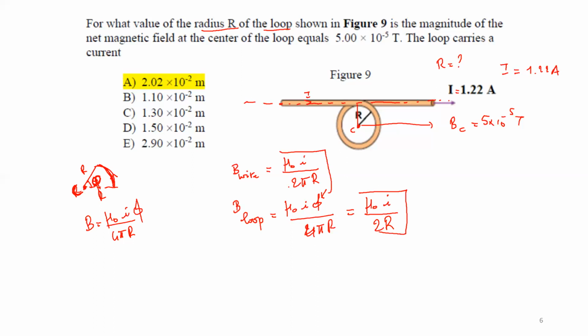Great. Now here, let's look at the direction of the magnetic field. What is the direction of the magnetic field created by this infinitely long wire at the center here? You use the right-hand rule. Your thumb with the current, your fingers will be pointing inward. So of course, this direction is inward, inside the page.